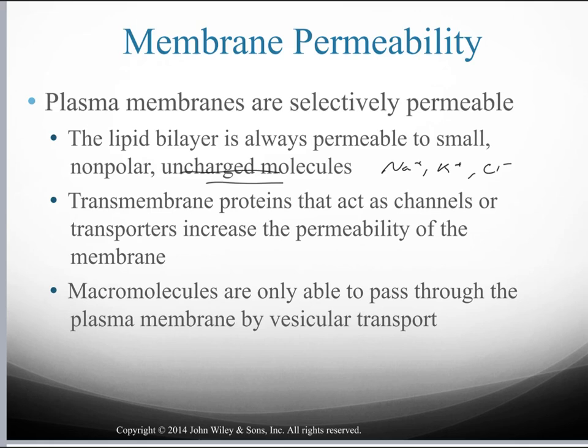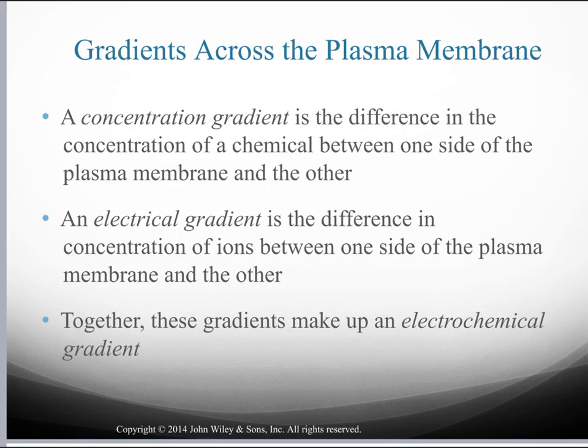Macromolecules are only able to pass through the plasma membrane by vesicular transport. So anything large has to be phagocytized in or endocytized in and then move through a vesicle. Now we hinted to gradients across the plasma membrane. We've hinted to electrical gradients and we've talked briefly about concentration gradients, so let's put these together. So we're talking about making up these electrochemical gradients. So how do we do that?